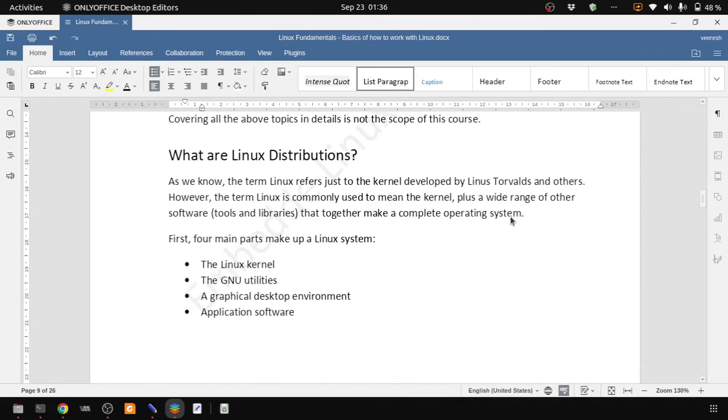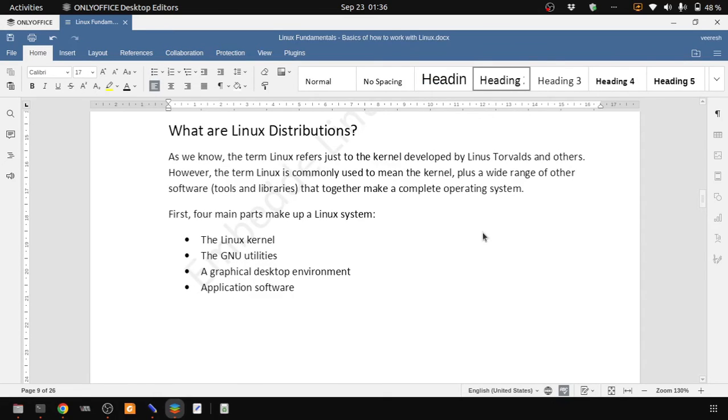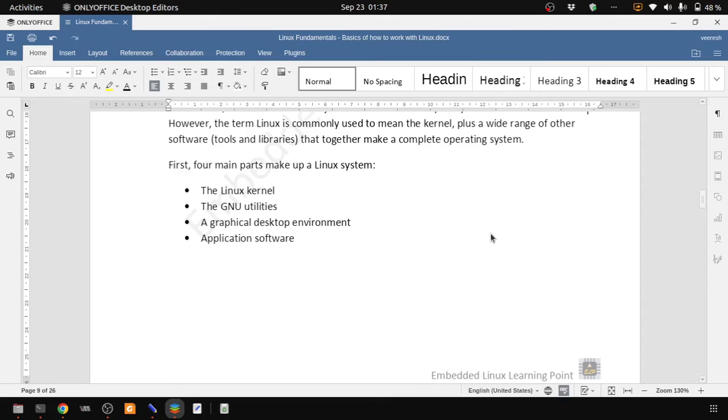And the final topic for today is: what are Linux distributions? You might have heard of distros, right? As we know, the term Linux refers to just the kernel developed by Linus Torvalds and thousands of community members. We cannot call Linux an operating system by itself; it's just a core component of an operating system. The term Linux is commonly used to mean the kernel plus a wide range of other software, tools, and libraries that together make a complete operating system.